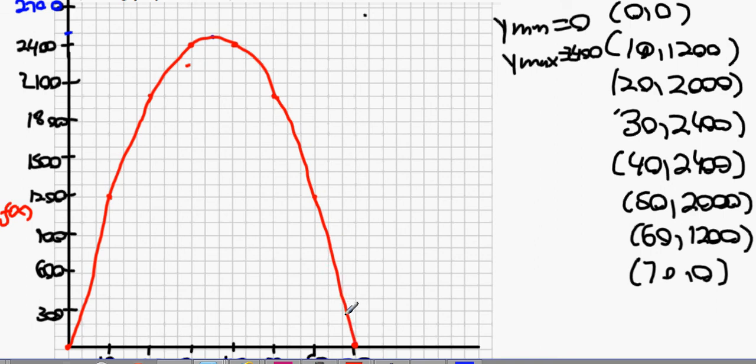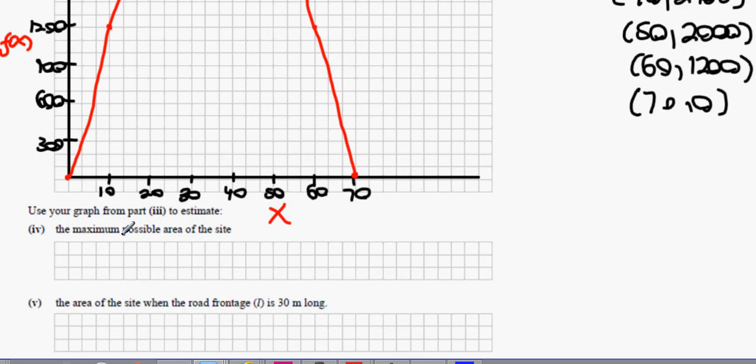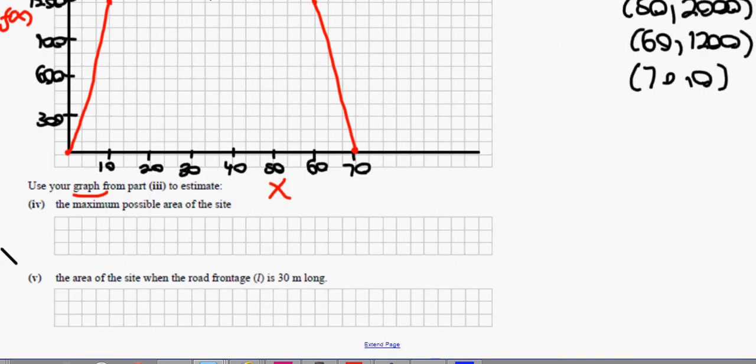Okay, now find the maximum possible area for this site. Well, it says use your graph. Okay, so we already know it's going to be 2,450, but you'd probably just do it by eye. Just go up and down, then do it by eye. But sure, look, we know the proper answer, so we might as well use it. 2,450.